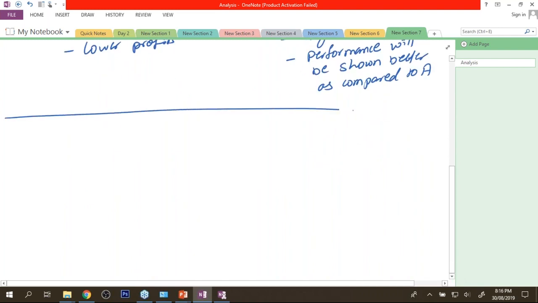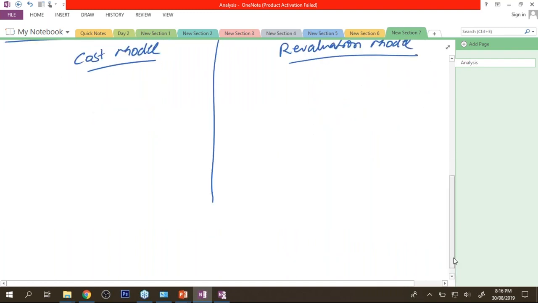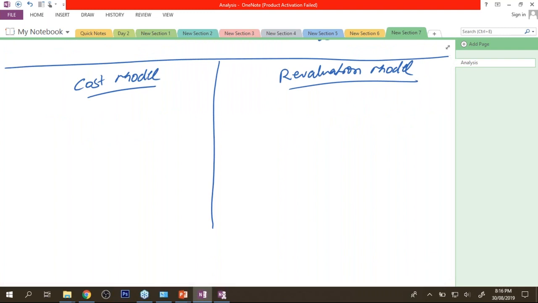Now let's make the question a bit more difficult. What if I say that I am measuring the asset at the cost model and someone else is measuring the asset at the revaluation model? Whose performance will be better? The one at the cost model or the one at the revaluation model?